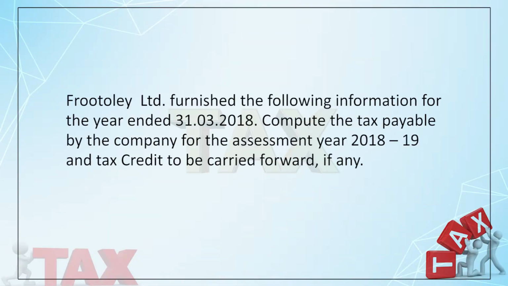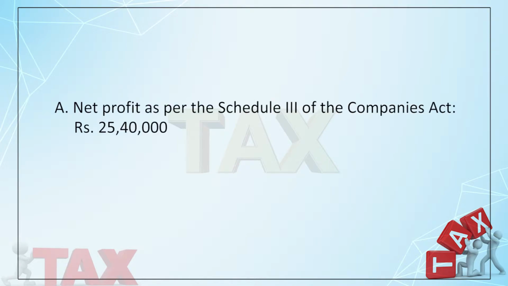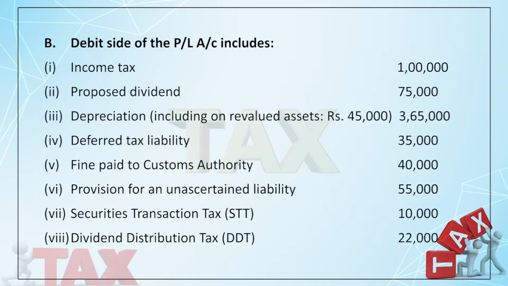Suppose we have considered the information of Fruit-Relay Company for the year ended 31st March 2018. The net profit is given as per statement of profit and loss like 25,40,000 and certain items which have been debited to statement of profit and loss account are the income tax, proposed dividend, depreciation, deferred tax liability, fine paid to customs authority, provision for an unascertained liability, Securities Transaction Tax and dividend distribution tax. So, these items have been debited to the statement of profit and loss.